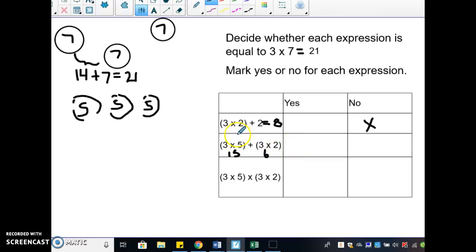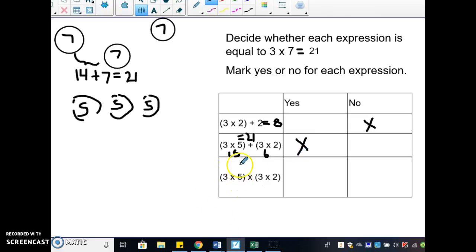So this would equal 21. So I'm going to say 21 is the same as 21, so yes. Okay, let's do the last one.